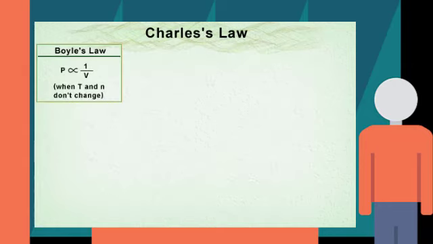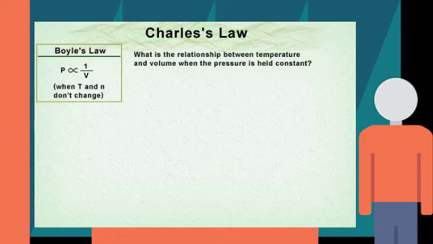Boyle's law states that for a given amount of gas at a constant temperature, pressure and volume are inversely proportional. What is the relationship between volume and temperature for a given amount of gas when the pressure is held constant?